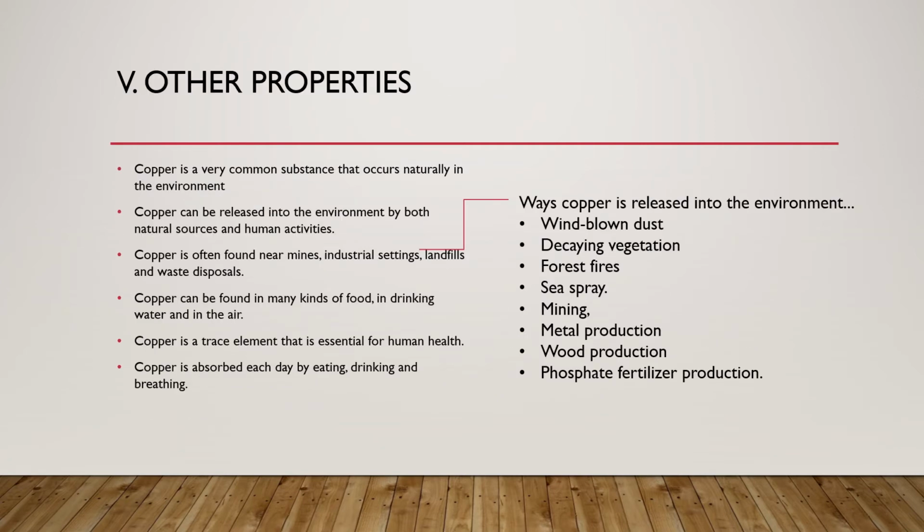Other properties. Copper is a very common substance that occurs naturally in the environment. Copper can be released into the environment by both natural sources and human activities. Copper is often found near mines, industry settings, landfills, and waste deposits.